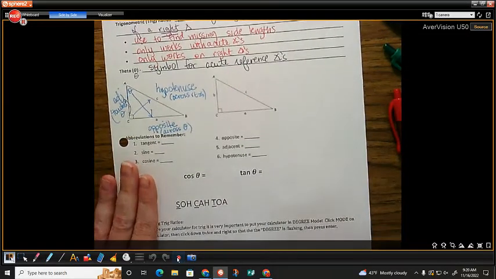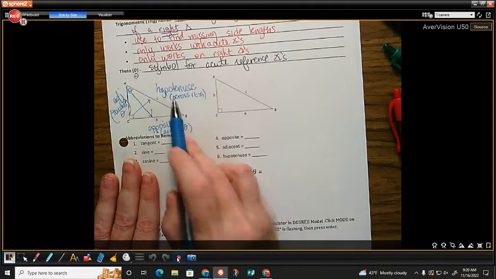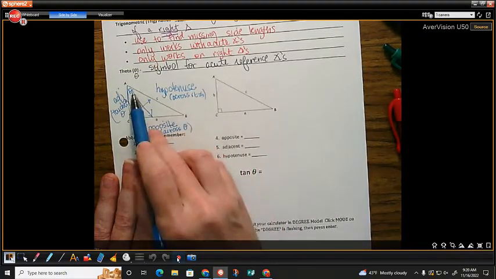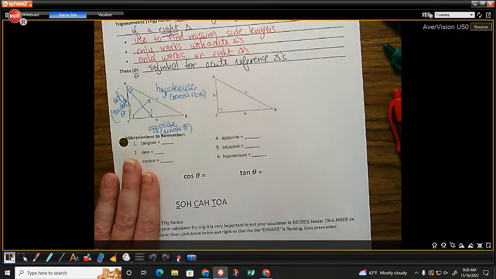Does the hypotenuse get called adjacent? No. The hypotenuse always gets called the hypotenuse. Even though the hypotenuse is technically adjacent to theta, it never, ever gets called adjacent, because it's the hypotenuse. It's special. I know, you're very impressed.